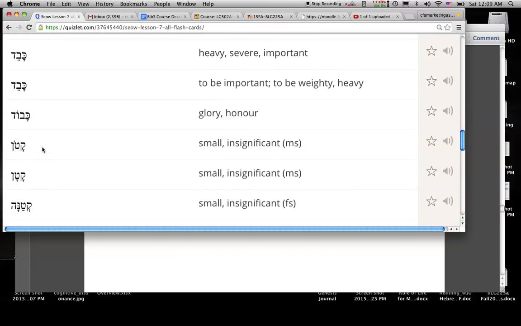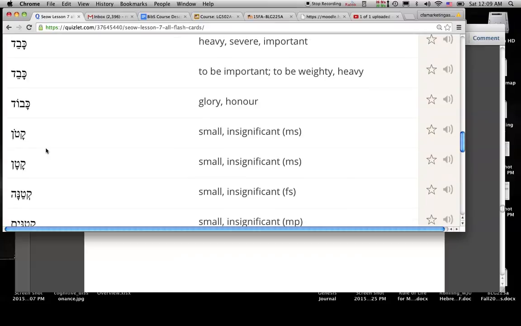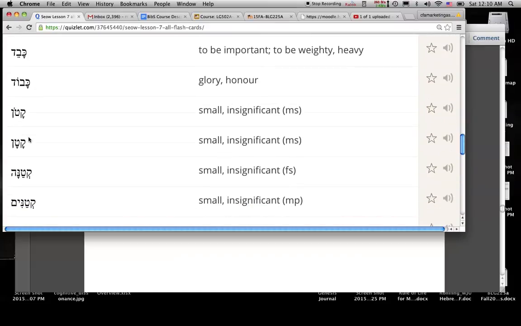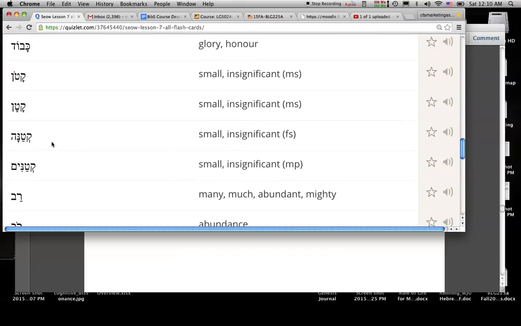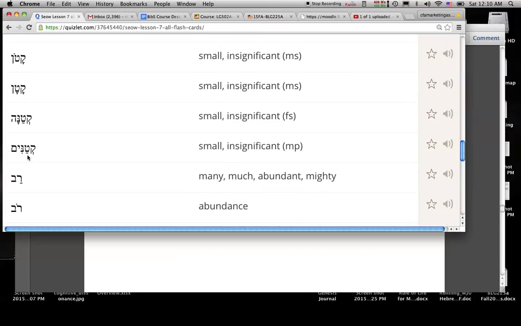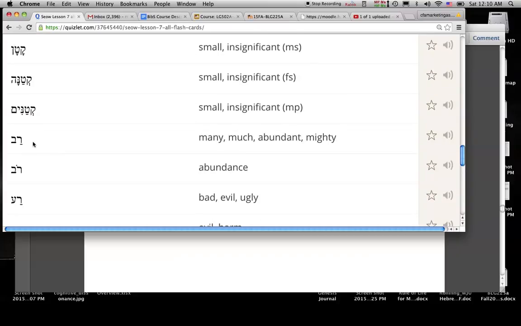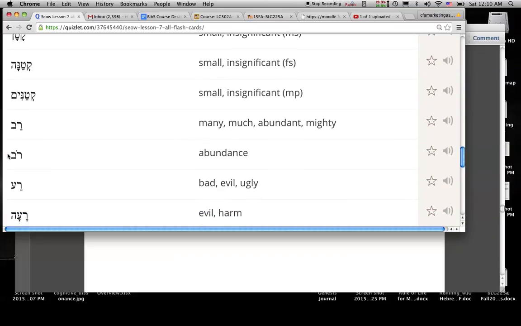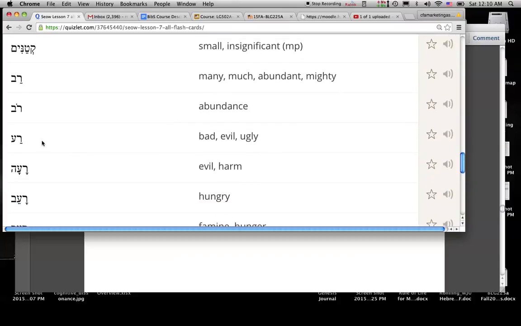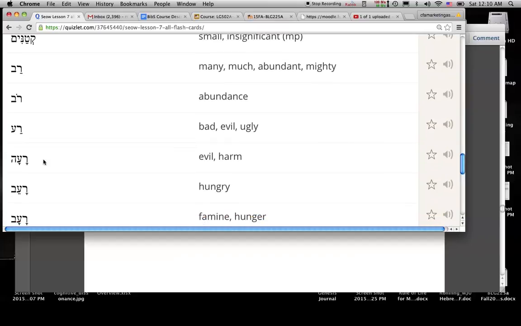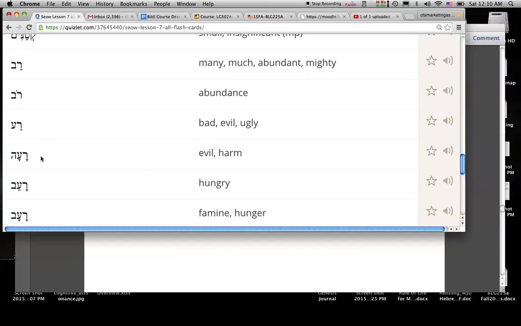So we have katon, right? Ha'ish hakaton, the small man, the insignificant man. Katan, all right. Katana, so this is the feminine singular. Ktanim, masculine plural, and then of course we would have ktanot. Rav, and you can see this has a very wide semantic range. Rov, which is the noun, but ra is bad or evil or ugly. Ra'a or ro'a, a number of different noun forms of this.